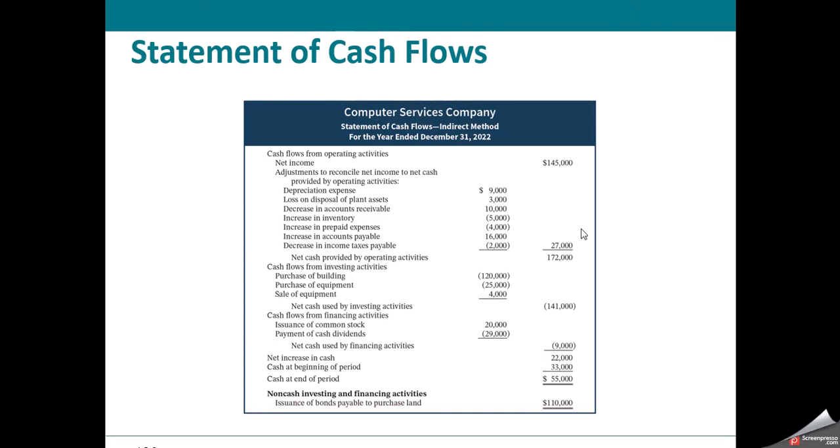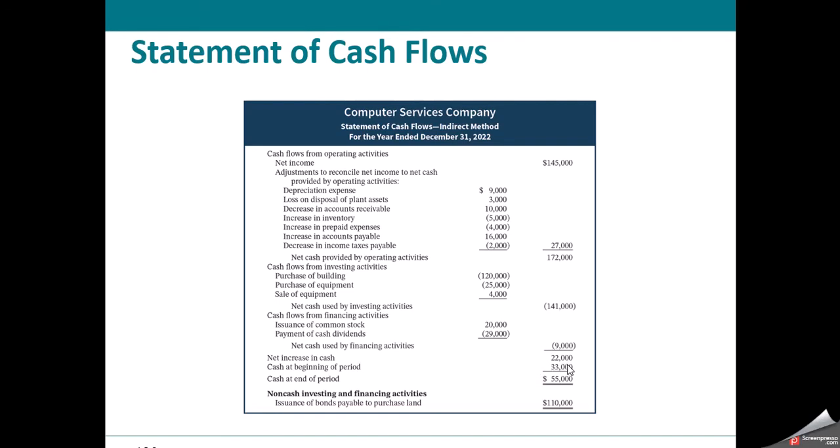So then here we kind of have it in good form. Like I said, the operating section is normally the biggest. Then we have our investing section where we dealt with our long-term assets. And then we have our financing section where we sold some shares of stock and we paid dividends. Then we net these three categories up. So the 172,000 minus the 141,000 minus the 9,000 gives us a $22,000 increase in cash.